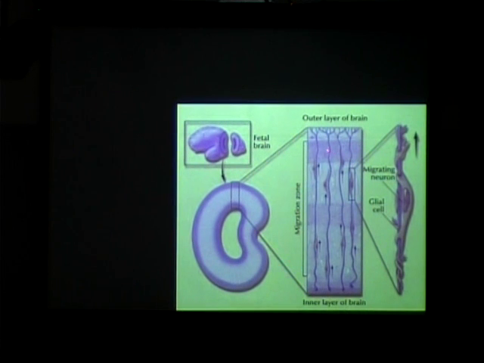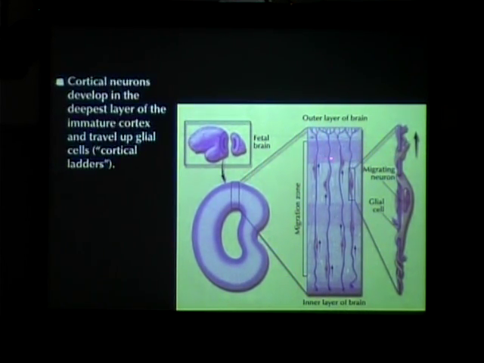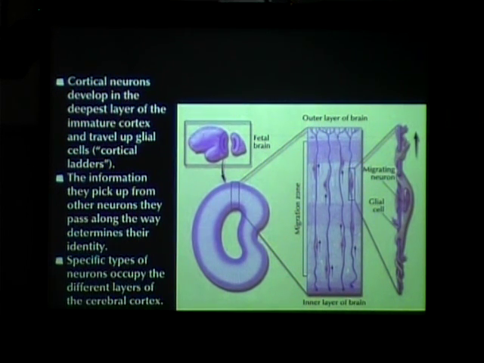And if they don't get to the right layer, they're not communicating with the neurons that they were designed to communicate with. And they're looking at this as a possible cause of, for example, things like schizophrenia. I mean, there are a lot of other things that are possibly associated with this.